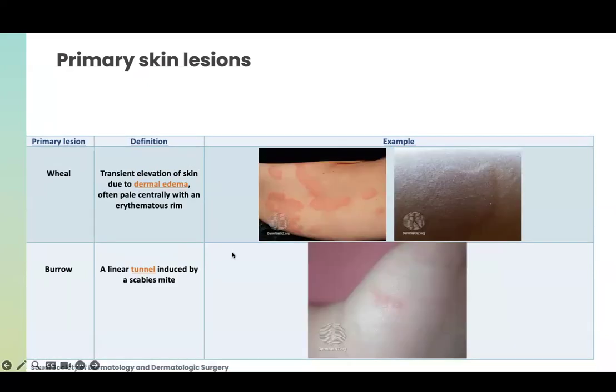And then lastly is our special primary skin lesions, which are your wheals and burrows. So a wheal is basically a transient elevation of the skin due to dermal edema. Often wheals tend to be erythematous, with a pale center and an erythematous rim. So this is quite classic for wheal. When we talk about a wheal, we automatically think about urticaria or urticarial lesions. How about a burrow? If we describe a burrow, obviously we're all thinking about one thing, which is scabies. This is a primary skin lesion that's quite specific to scabies. Basically it's a linear tunnel, and this is induced by the scabies mite digging into the skin.